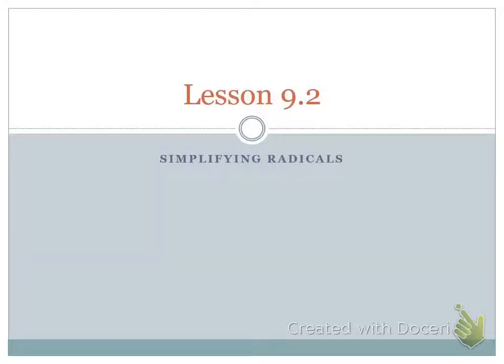All right, today we're going to do lesson 9.2, and we're learning how to simplify radicals. Now, last week when we started this chapter, we could stick things in our calculator and it would either give us a whole number if it was a perfect square, or it would give us a decimal answer. All right, but what do we do when they want us to simplify and leave a radical in our answer?